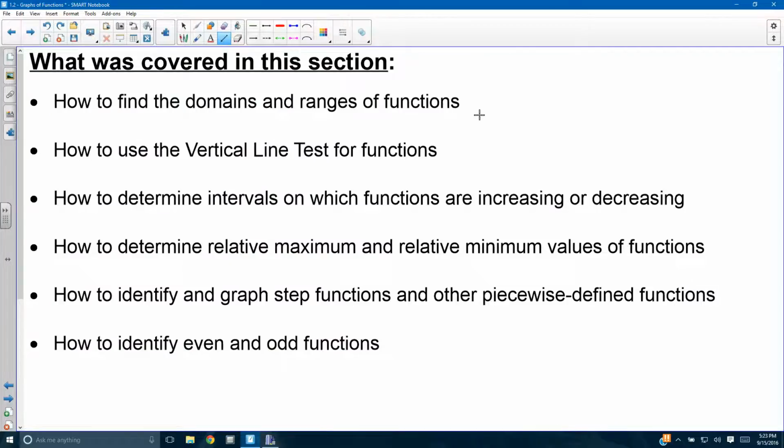So that's it. So what was covered in here, we found the domain and range of functions, how to use the vertical line test for functions, how to determine intervals on which functions are increasing or decreasing. From there, we were able to talk about relative max and min very specifically. We saw step functions and piecewise defined functions, and finally, even and odd functions. So a whole lot on analyzing functions and using the graphing calculator.